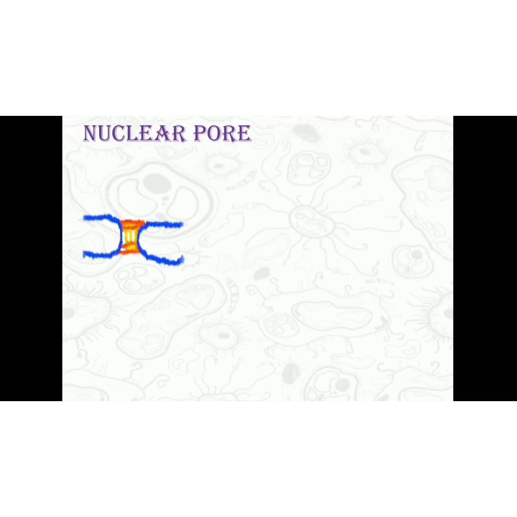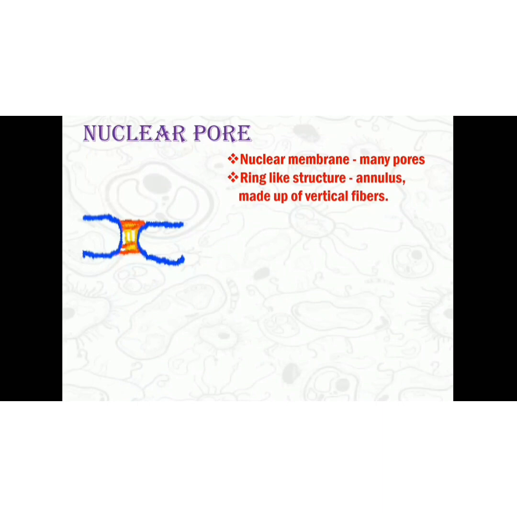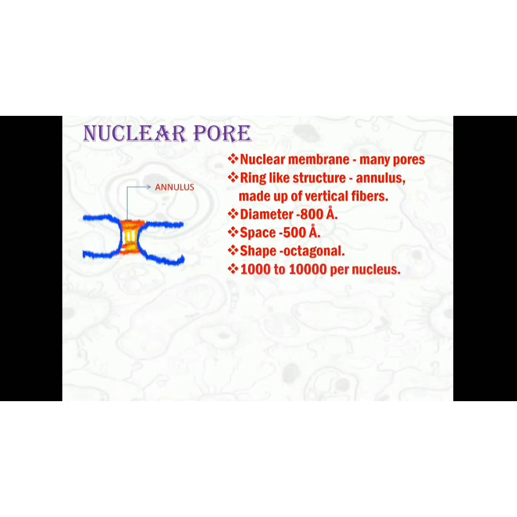Nuclear pore. The nuclear membrane contains many pores called nuclear pores. The pores regulate the passage of molecules between the nucleus and cytoplasm. There is a ring-like structure called annulus, made up of vertical fibers. The diameter of the nuclear pore is 800 angstrom. There is a lumen part which is filled with nucleoplasm through which substances are transferred. The space allowed for entry of substances is 500 angstrom. The shape of the nuclear pore is octagonal. The number of pores varies from 1000 to 10,000 per nucleus.